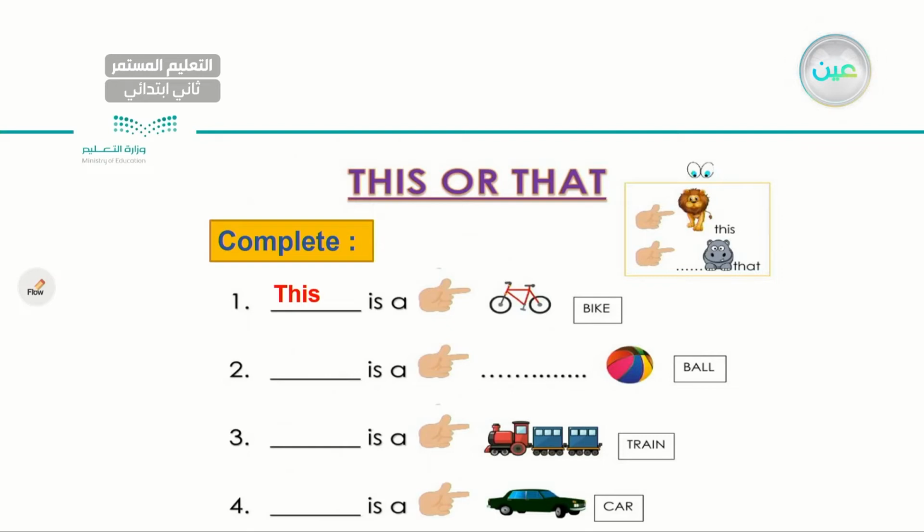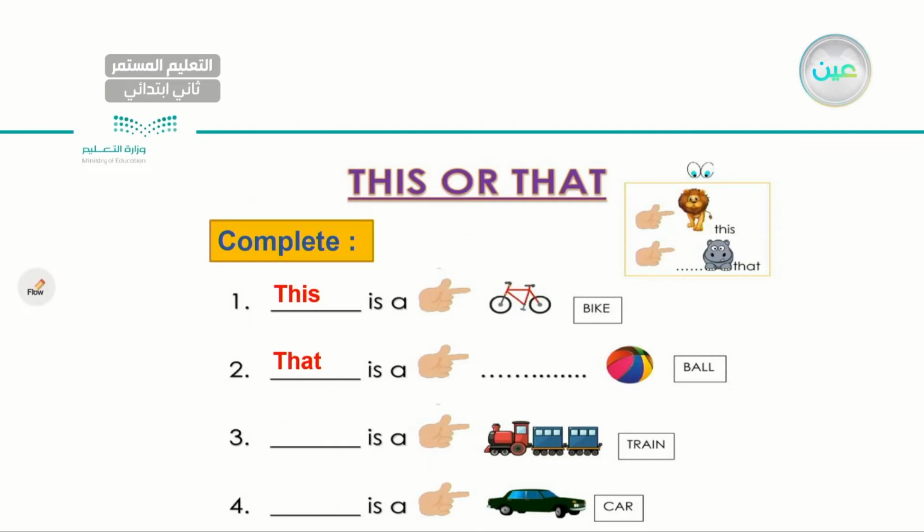Now notice the location. Where is the ball? Is it close to him? Actually, it is far away. Since it is far, I'll be using that. That is a ball. It's not close, it's far. That is a ball. Very good.